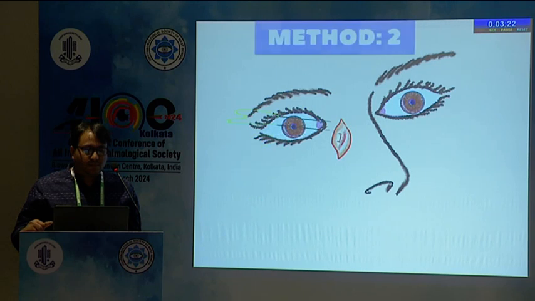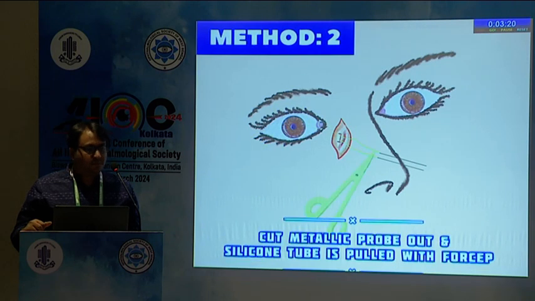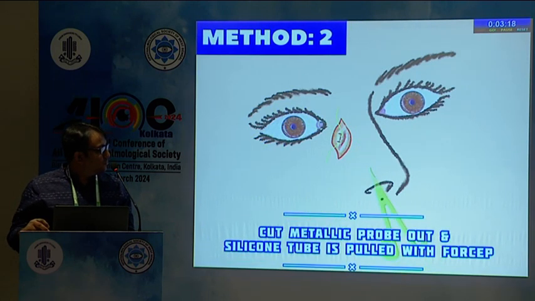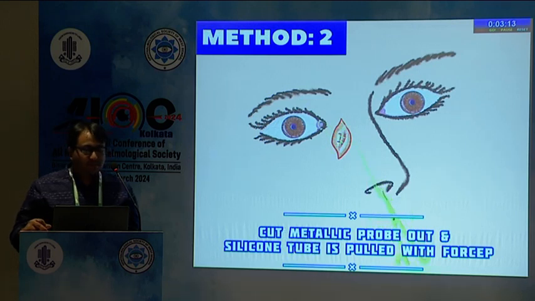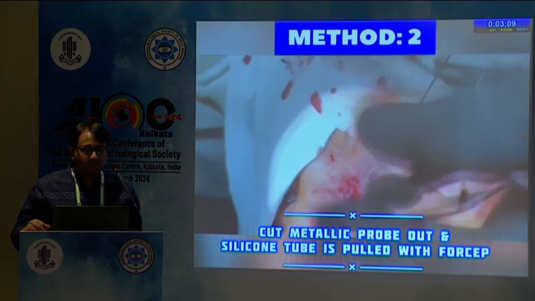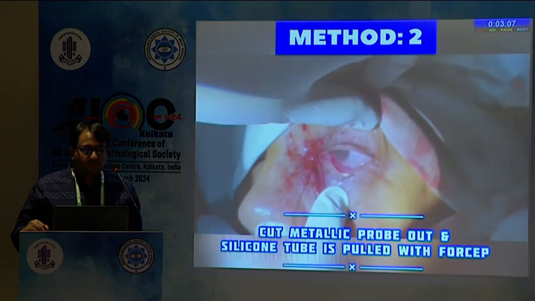In the second technique, the metal probes are cut and separated from the silicone tube after being passed through the lacrimal sac. The ends of the silicone tube are then passed through the ostium and brought out through the nostrils. The visualized ends are then tied subsequently.